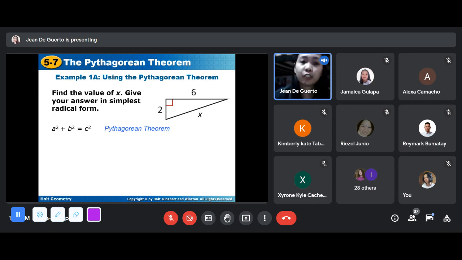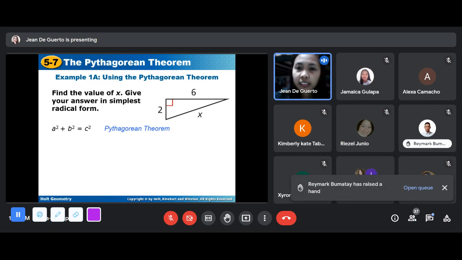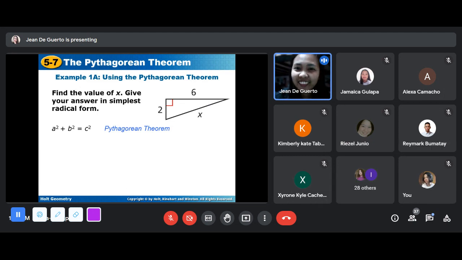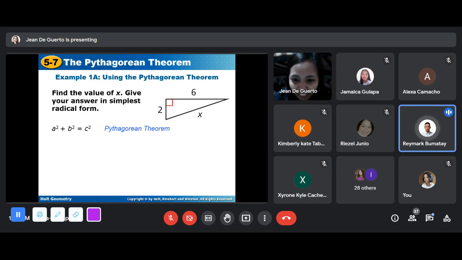What will be our next equation? So sabi dito, of course, we need to apply the Pythagorean theorem in order for us to solve for the value of x, which is, sabi nga ni Remark, the hypotenuse. So what will be our next equation? Square root of a squared plus b squared po.